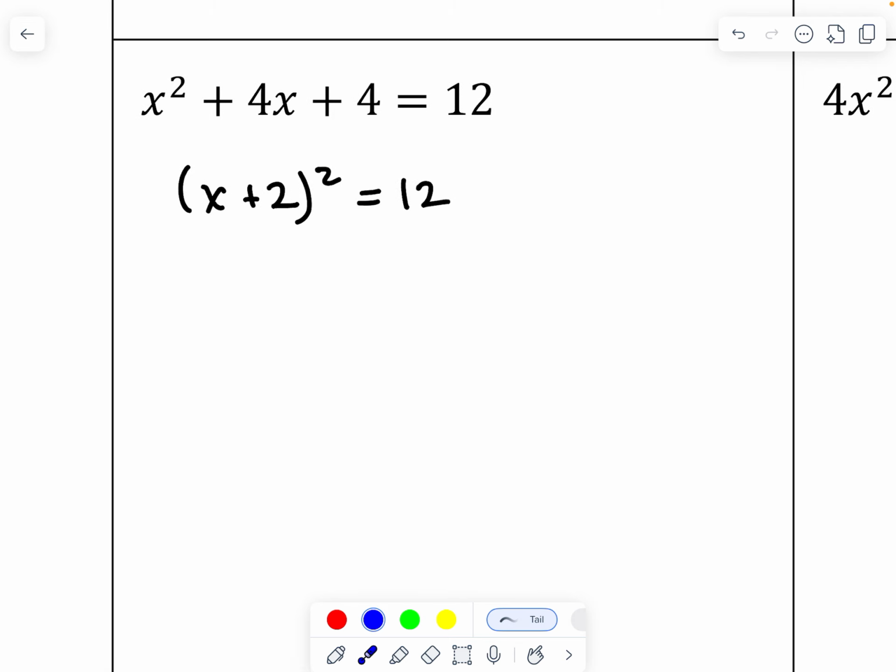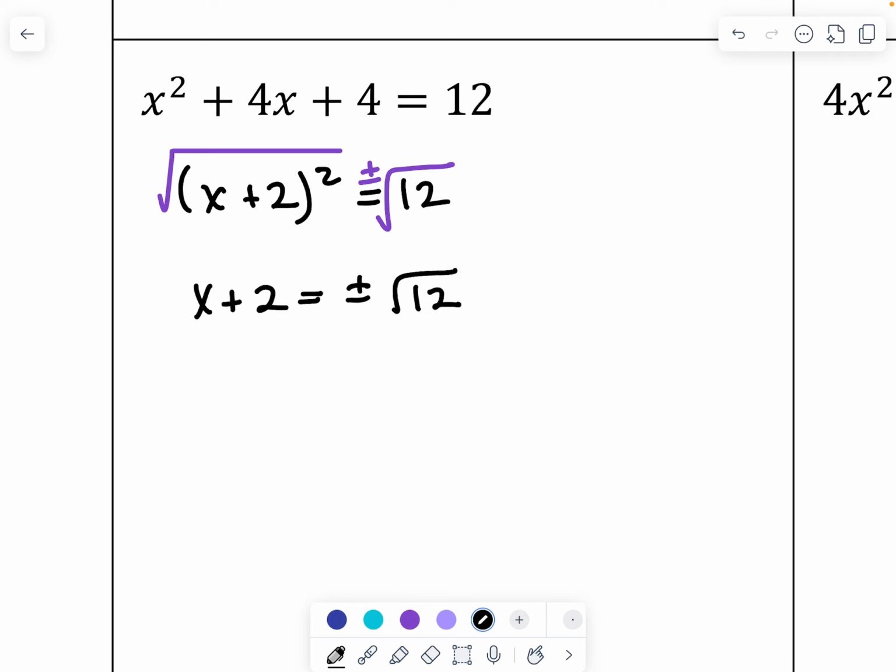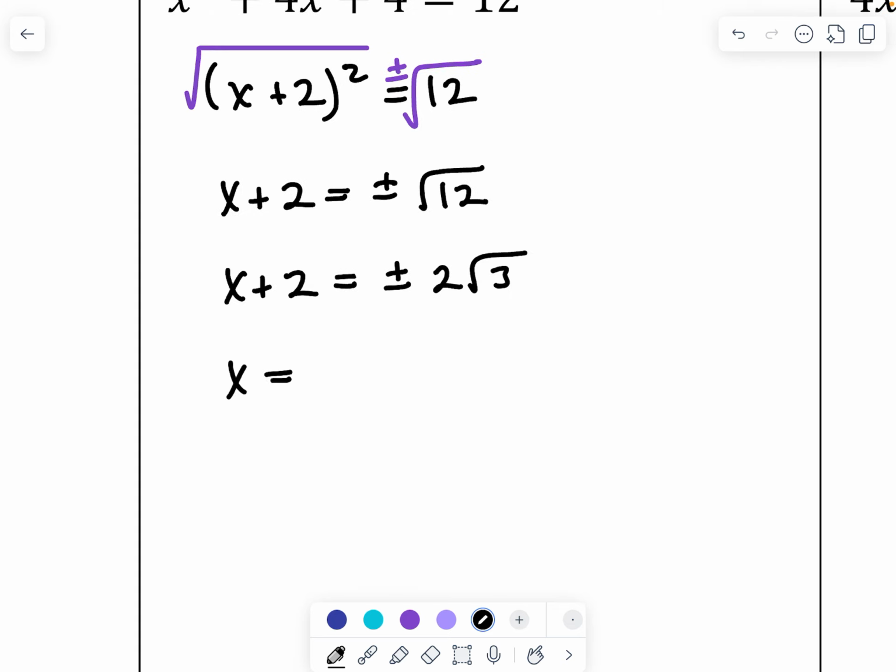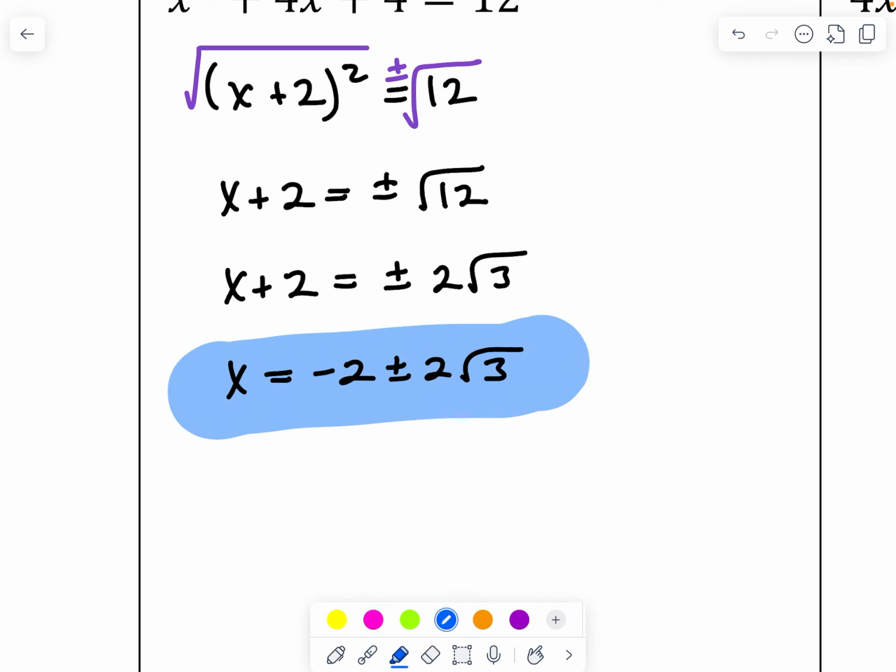Now that you have a binomial squared, you can use the square root property to get rid of that square. Square root both sides, plus or minus. So we have x plus 2 equals plus or minus root 12. Simplify root 12 into 2 root 3, and then subtract 2 from both sides. And that is the answer.